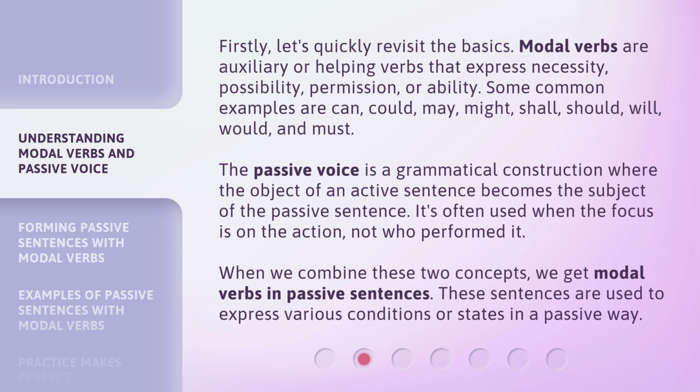The passive voice is a grammatical construction where the object of an active sentence becomes the subject of the passive sentence. It's often used when the focus is on the action, not who performed it. When we combine these two concepts, we get modal verbs in passive sentences. These sentences are used to express various conditions or states in a passive way.